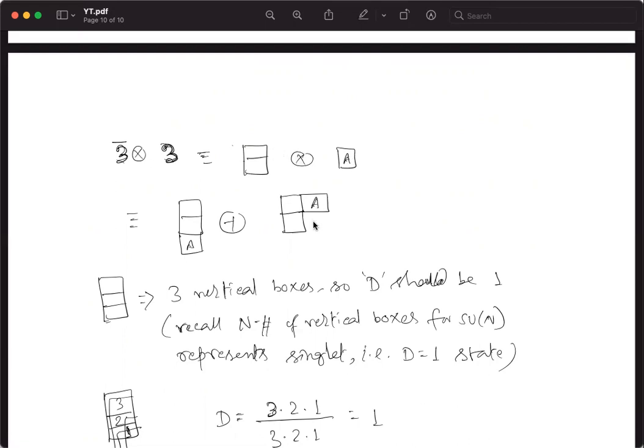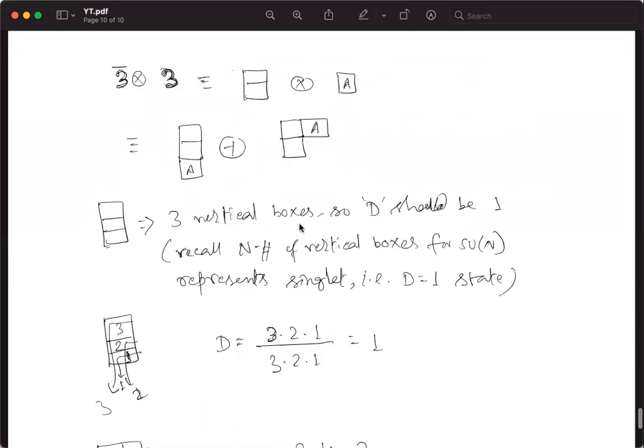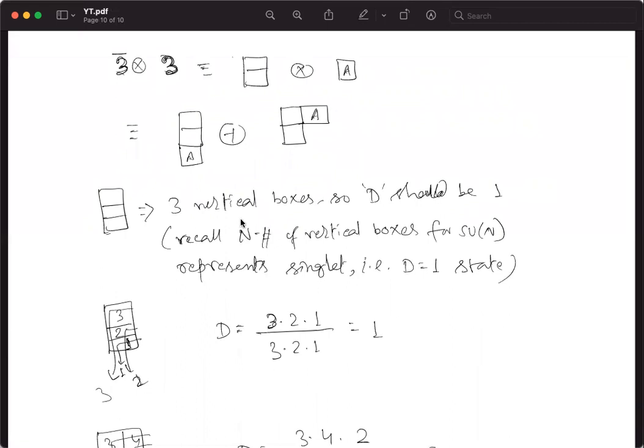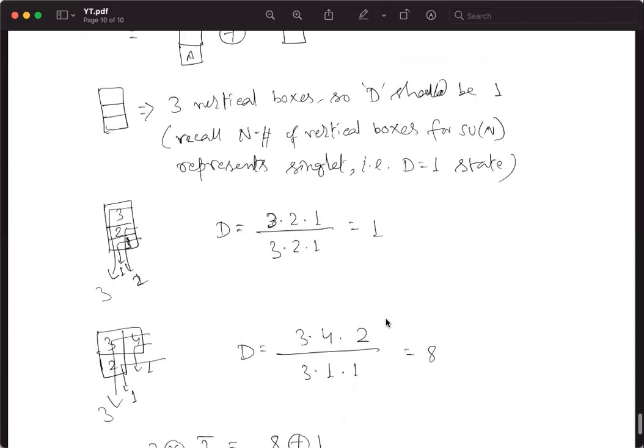We can't attach this here, because the number of boxes in the R2 row would be more than the number of boxes in the R1 row, which is not allowed. So we have to attach it such that the number of boxes in the R1 row is always greater than or equal to the number of boxes in the R2 row. Now these are three vertical boxes. So of course this will be 1, or you can explicitly cross-check this; I am not going to detail this, you can verify it.